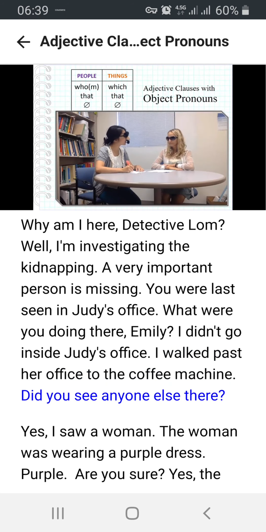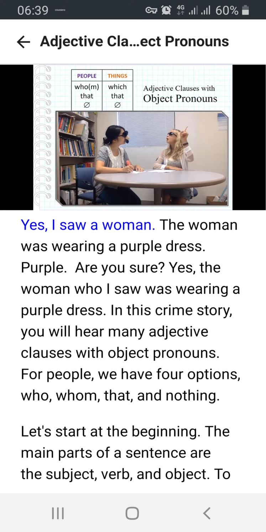Did you see anyone else there? Yes, I saw a woman. The woman was wearing a purple dress. Purple. Mm-hmm. Are you sure? Yes. The woman who I saw was wearing a purple dress.